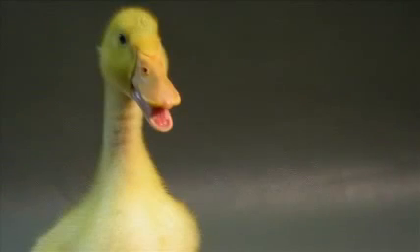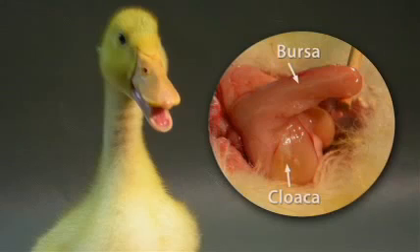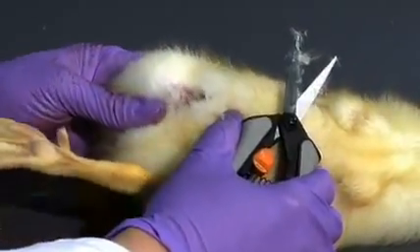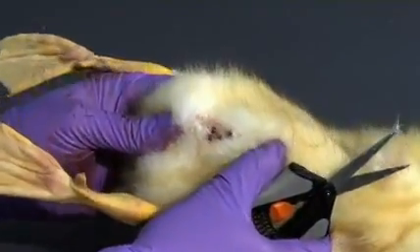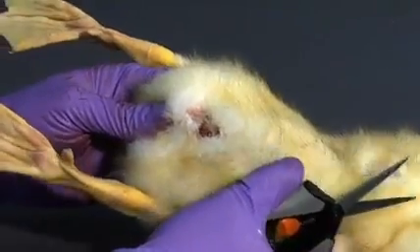In immature ducks, it's important to examine the bursa of Fabricius. The bursa is located on the dorsal surface of the cloaca. It can be reached by making a skin incision 2 centimeters proximal to the tip of the dorsal tail. In ducks, the bursa is spindle-shaped.